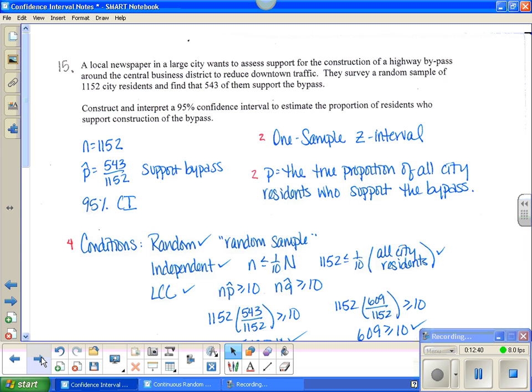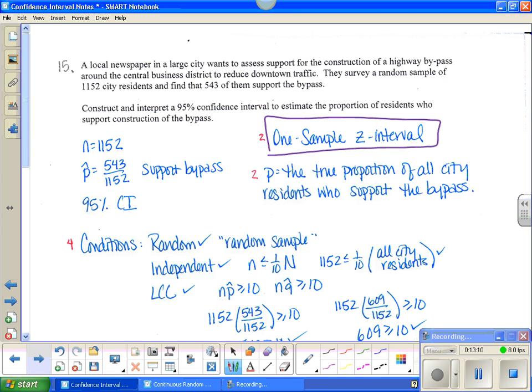It says, a local newspaper in a large city wants to assess support for the construction of a highway bypass around a central business district to reduce downtown traffic. They survey a random sample of 1152 city residents and found that 543 of them support the bypass. Can everybody see that this is a proportion and not a mean? It's this many people out of this many people. So I already know it's a one sample z interval. Why z? Because this is a proportion.